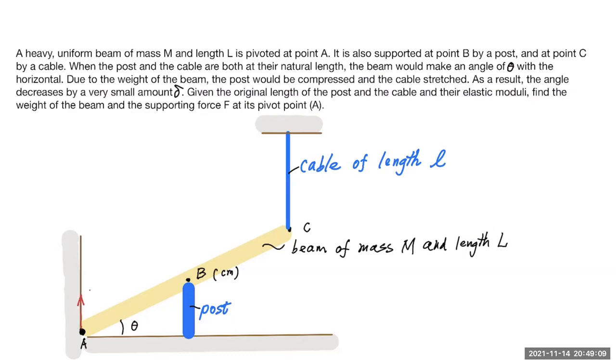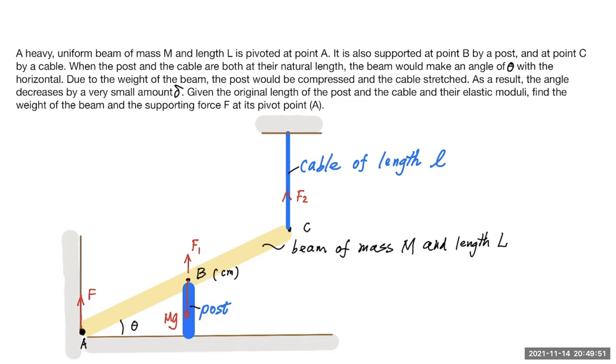There's a supporting force F here, which is what you need to find out. Now, the beam has its own weight at point B, and we call this mg, m being the mass. And there's a supporting force provided by the post, which I call F1. There's also a supporting force from the cable, which I call F2. Now, F1 and F2 depend on how much the post and the cable deform. That is, how much the post is being compressed, and how much the cable is being stretched. And we have information to work that out.